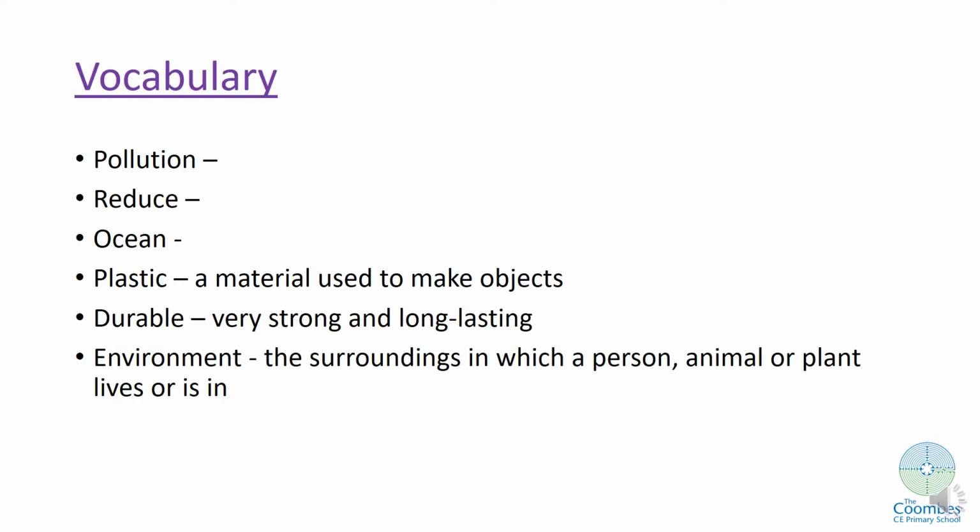So here we have our vocabulary slide and I've taken away 3 of our definitions. So let's just go down to the 3 that we've got down here. Plastic is a material used to make objects. Durable is something that's very strong and long-lasting. And environment is the surroundings in which a person, animal or plant lives or is currently in.